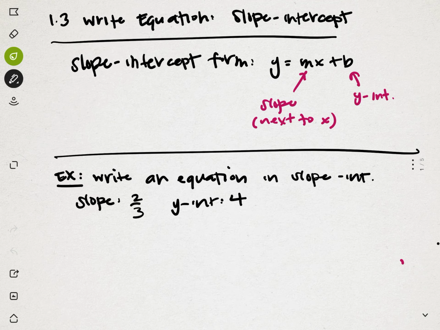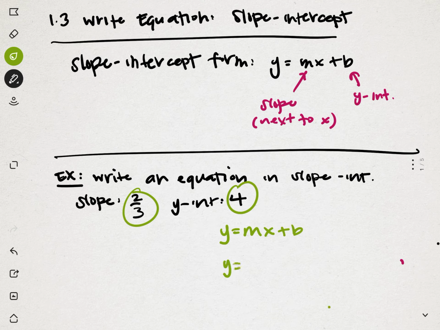They're giving us our slope, which is 2/3, and they're giving us our y-intercept, which is 4. So we're going to plug it into our slope-intercept form. Again, our m is 2/3, so we're going to say y equals the slope, which is 2/3. And then we're going to say our plus b, but our b is our y-intercept, which is 4. All right, so in slope-intercept form, our equation for this situation would be y equals 2/3 x plus 4.